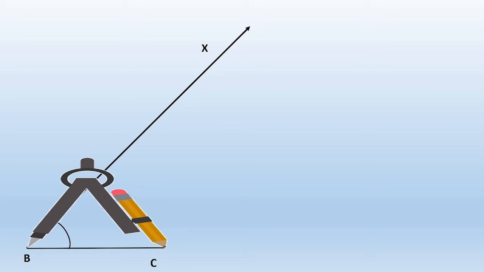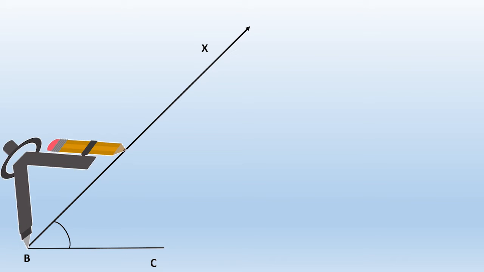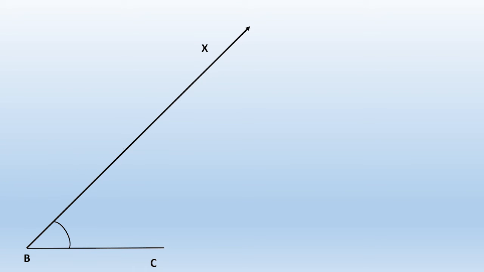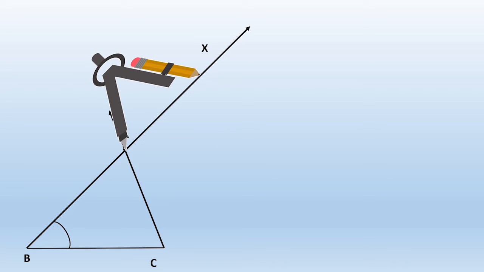How to construct a triangle given its base, a base angle and the sum of the other 2 sides. With the given base BC, angle B, and the sum AB plus AC of the other 2 sides of triangle ABC, we have to construct it. Let's see its steps. Number 1. We have to draw the base BC.